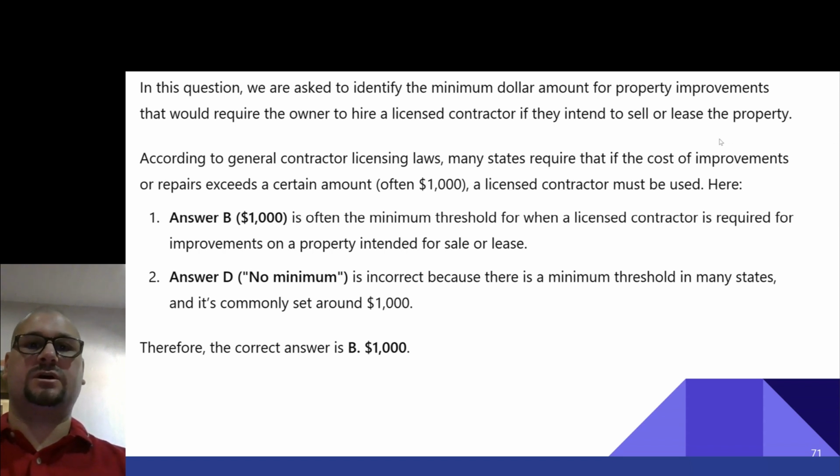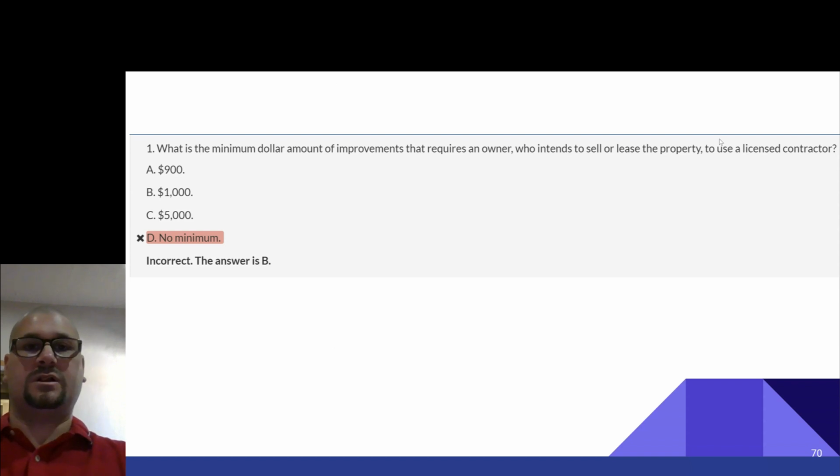Okay, according to general contractor licensing laws, many states require that if the cost of improvements or repairs exceeds a certain amount, often it's $1,000, a licensed contractor must be used. Here, answer B, $1,000 is often the minimum threshold for when a licensed contractor is required for improvements on a property intended for sale or lease. So the minimum dollar amount of improvements that requires an owner who intends to sell or lease the property to use a licensed contractor is $1,000.